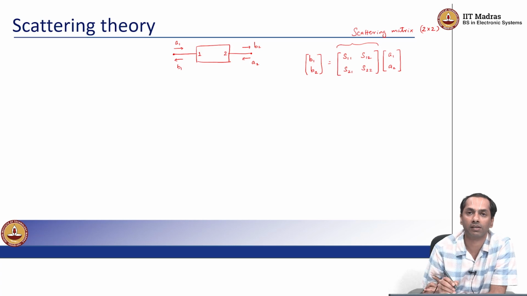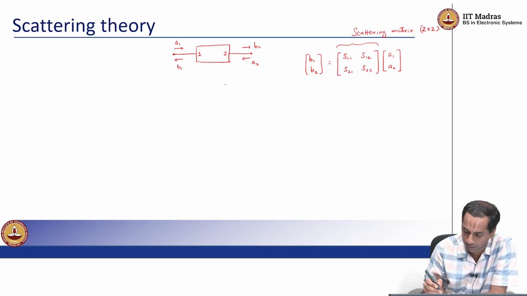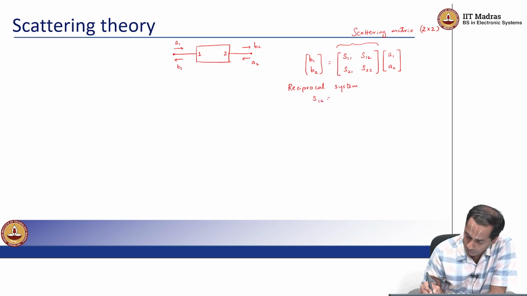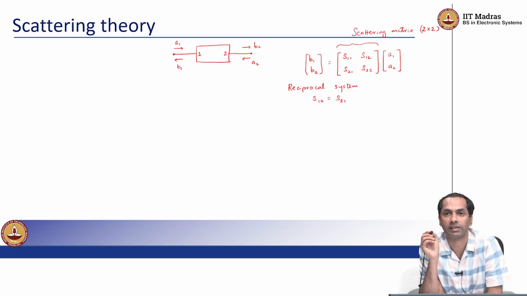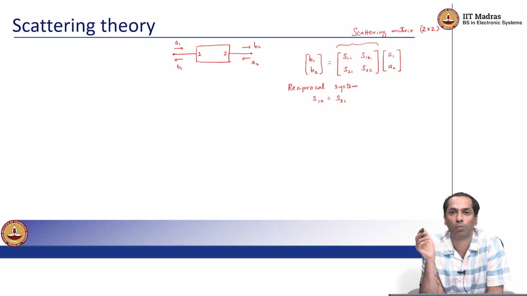So from this we can make some simple conclusions or statements. If I have a reciprocal system, the off diagonal elements are the same, S12 and S21. This is to say that if energy were injected from port 2 and collected in 1, or injected into port 1 and collected in 2, there's not much of a difference. This is what we call a reciprocal system.